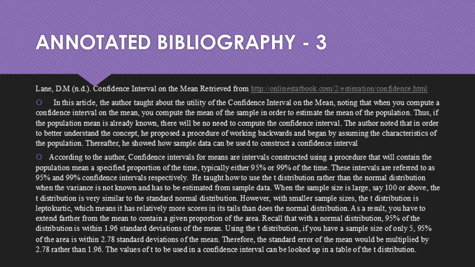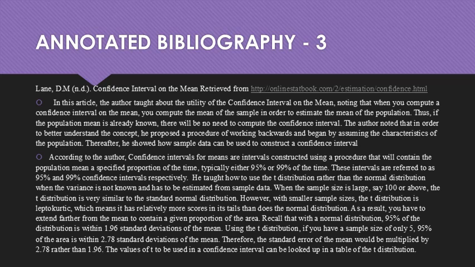The third annotated bibliography: Lane, D.M., no date, confidence interval on the mean, retrieved from the internet. In this article, the author taught the utility of the confidence interval on the mean, noting that when you compute a confidence interval on the mean, you compute the mean of the sample in order to estimate the mean of the population. Thus, if the population mean is already known, there will be no need to compute the confidence interval.